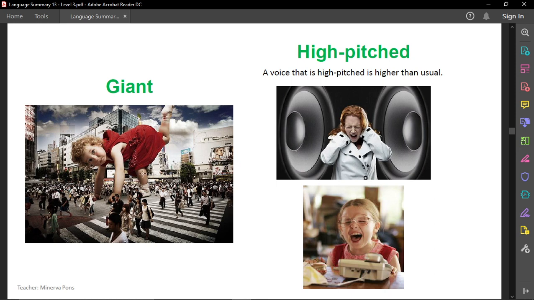Giant. A giant is something that is way bigger than it's supposed to be. For example, if there's a child that is this big, then she would be a giant. High-pitched. A voice that is high-pitched is higher than usual. For example, the voices of kids are high-pitched because their vocal cords, I don't remember the word for that, but basically their voices are not fully developed yet, so they are high-pitched.